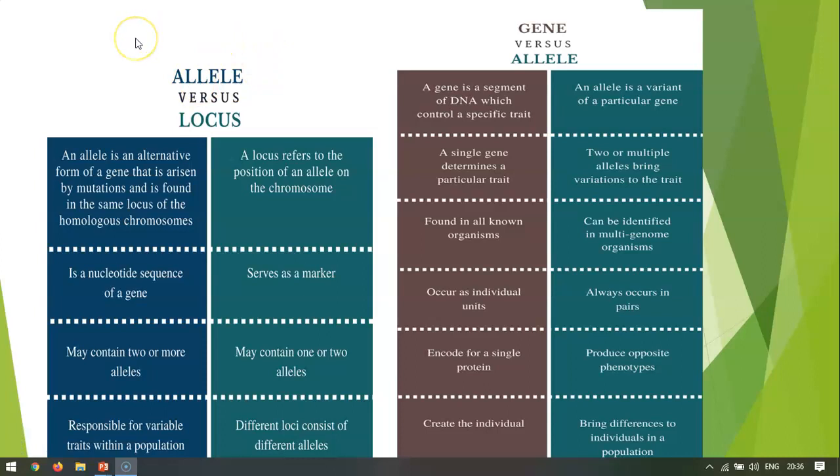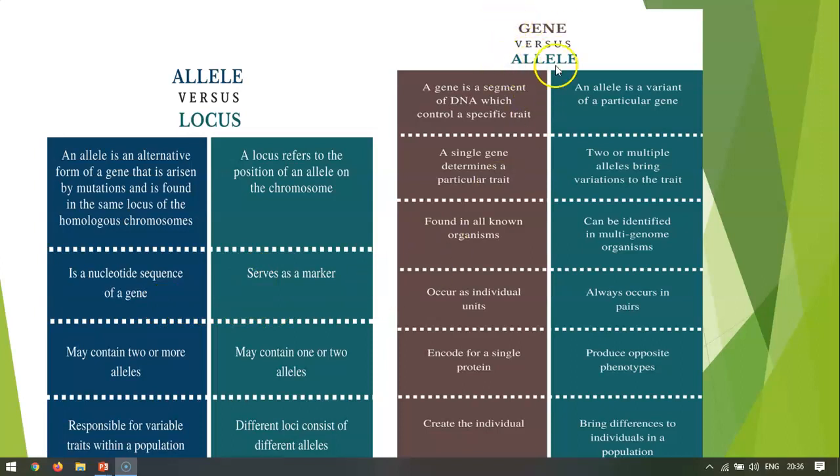In order to give you a clear idea about alleles, loci and genes, I have put a distinction in front of you where the concepts of allele, locus and gene might become even more clear. Discussing the first important difference, an allele is an alternative form of a gene that has arisen by mutation and is found in the same locus of the homologous chromosomes. A locus refers to the position of an alternative allele on a chromosome. An allele is a nucleotide sequence, whereas a locus serves as a marker.